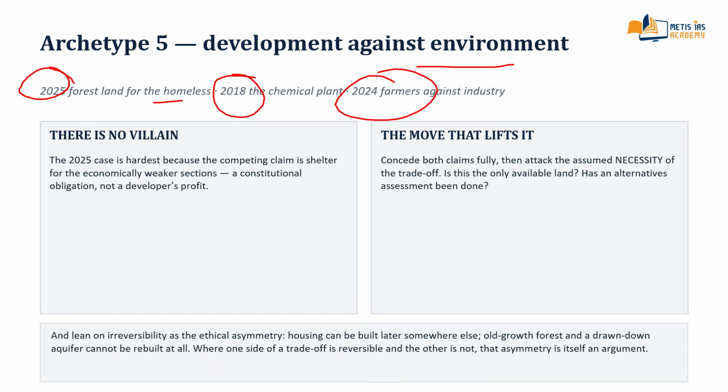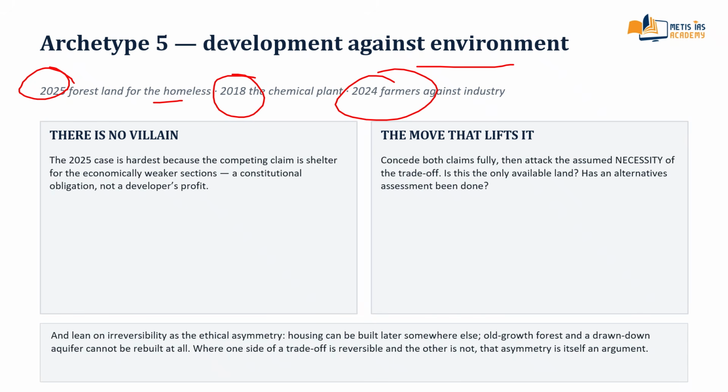Forest land proposed for housing the homeless in an ecologically sensitive zone, with the administration arguing it fulfills a constitutional obligation. This was asked in 2025. Closure of a polluting chemical plant that is also the area's main employer. This question was asked in 2018. And farmers denied irrigation while industry draws heavily from the same aquifer, with the district facing a drinking water crisis. This was asked in 2024.